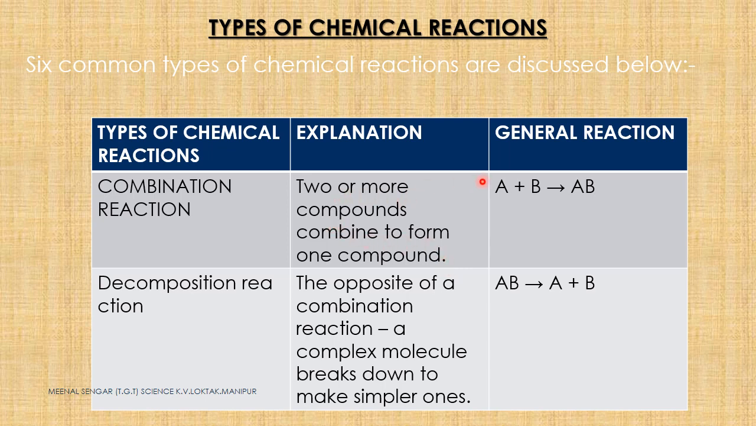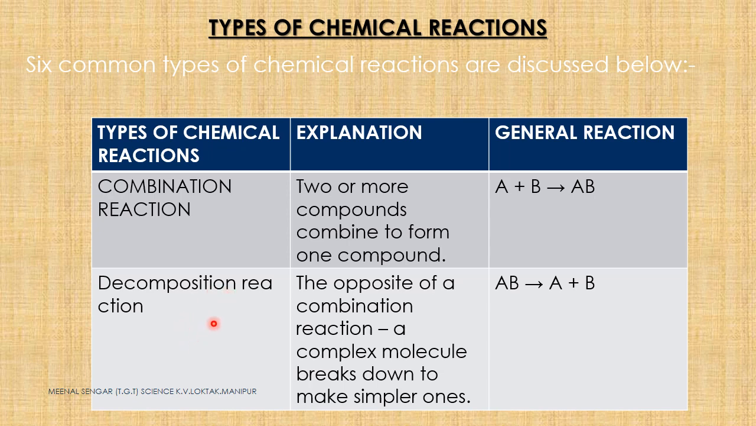Sometimes 2 or more elements, or sometimes one element and one compound, can react together to form another compound. This is the general reaction: when there is a chemical reactant A and another chemical reactant B, they combine together and form the product AB, in which both A and B join together by some type of bond. This is known as a combination reaction.